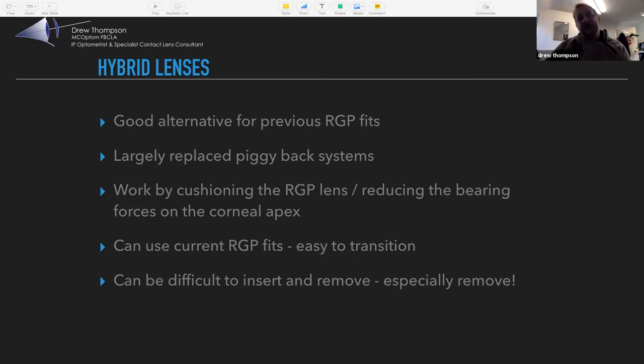And the advantage with these is if you manage to find a good manufacturer of these, you can actually take somebody's current RGP lens fit or very close to it and just put a soft lens skirt on it. That lifts the lens a little bit higher off the cornea, with less bearing on the central cornea, and it can often do the trick. It's quite an easy transition.